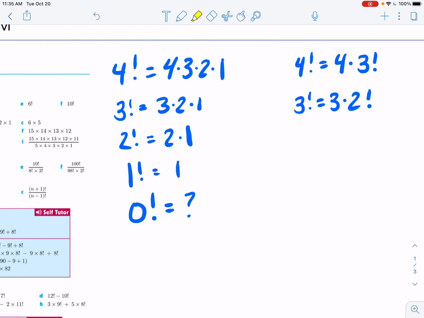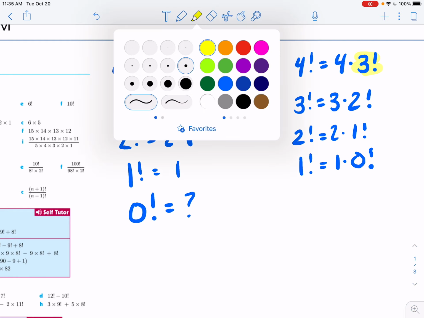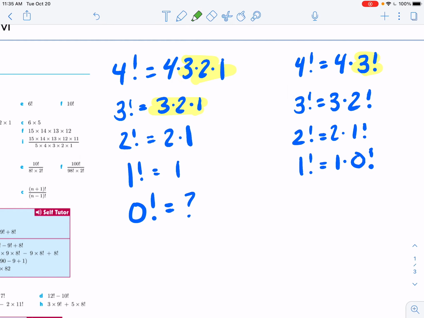This 3 factorial here is equal to this. So this is 4 times 3 times 2 times 1, which can be rewritten that way. 2 factorial is equal to 2 times 1 factorial. 1 factorial is equal to 1 times 0 factorial. What I'm showing you here is that this number 4 matches this number 4, and then it's the 1 less factorial. So 1 factorial is equal to 1 times 0 factorial.